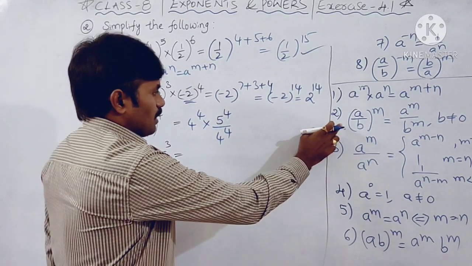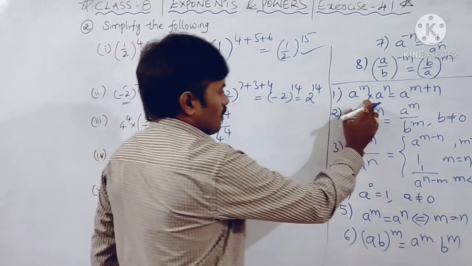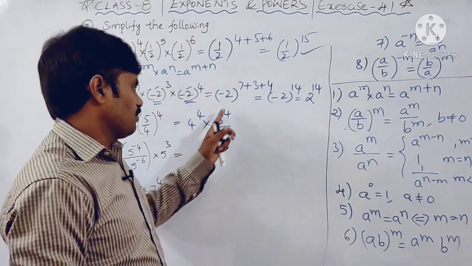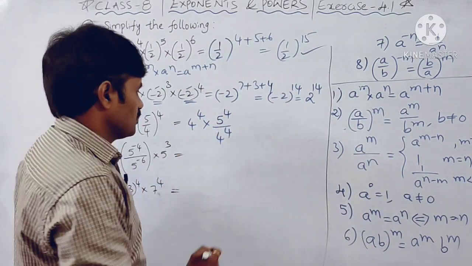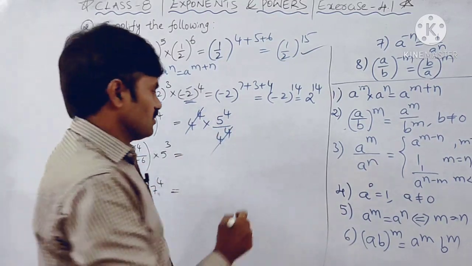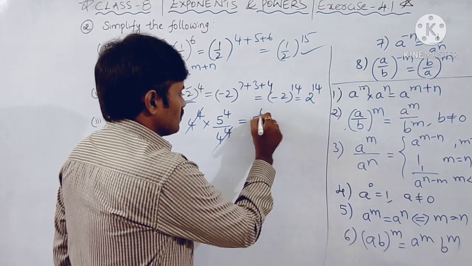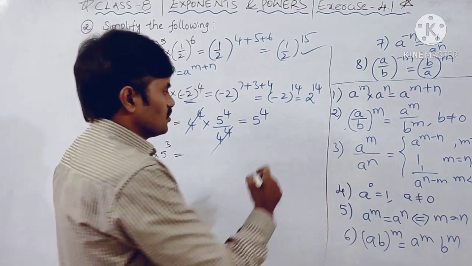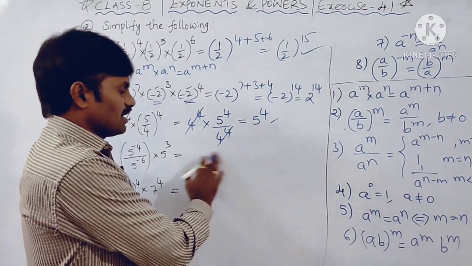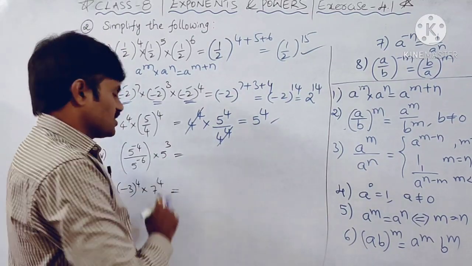By applying this formula, (a/b)^m is equal to a^m by b^m, so that is 5^4 by 4^4. Now if we simplify, 4^4 gets cancelled. The remaining is 5 to the power of 4. So this is our final answer. Okay, clear? Now come to this one.